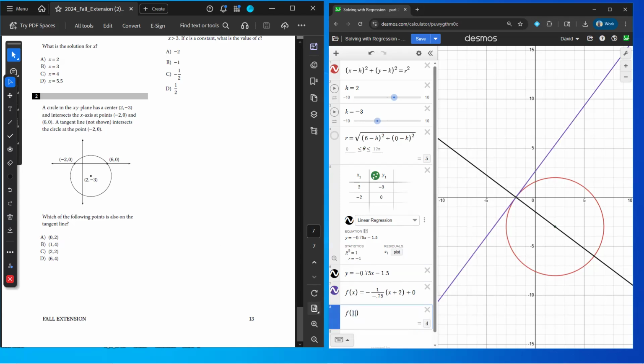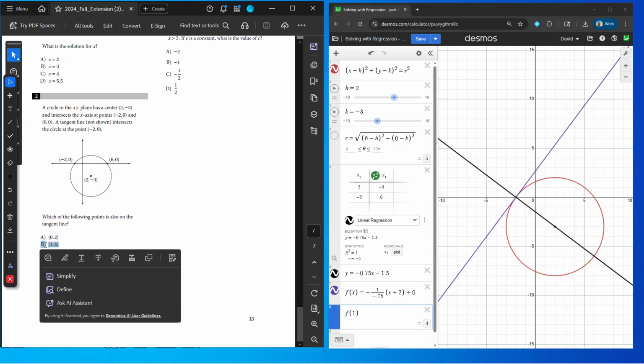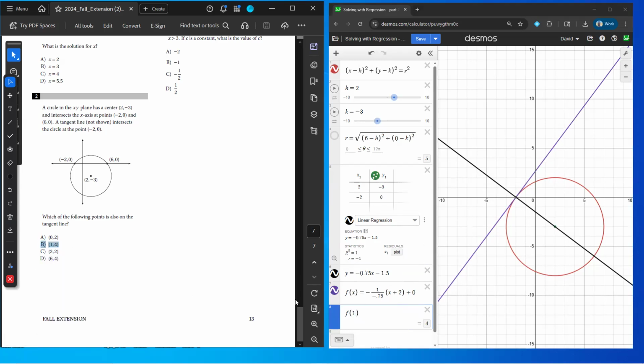I can then do f of 1. F of 1 is 4, which is what we want, so we have the answer. It's done. But we can check the other ones too. F of 2, well, 2 comma 2 is on the circle, not on the tangent line, so we can eliminate that one. And then f of 6 seems a little bit too low, but definitely that's not what we want. We want 6 comma 4, not 6 comma 10.66. So we can eliminate 6 comma 4 as well.